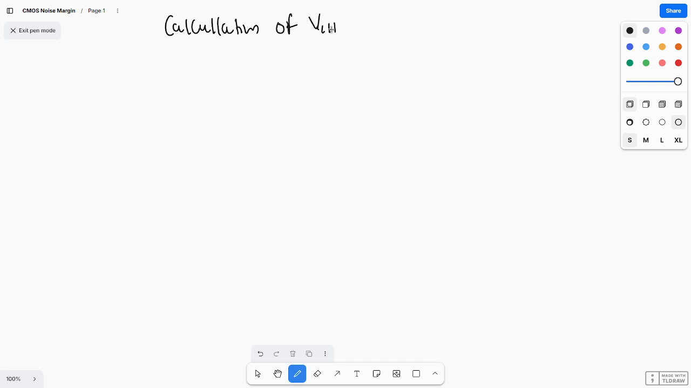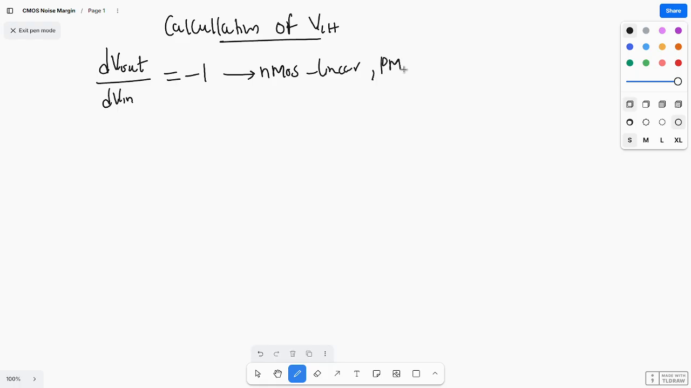Calculation of VIH. Here dV out by dV in equals -1. In this condition, NMOS will be in the linear region and PMOS will be in the saturation region. So from this I can write IDN linear equals IDP saturation. Just substitute those equations.